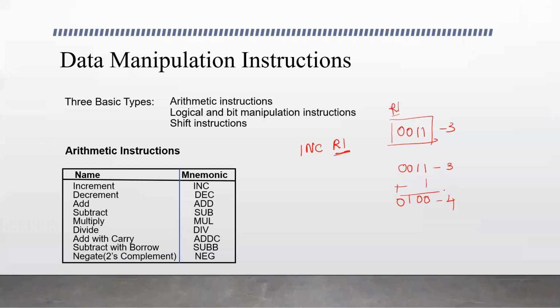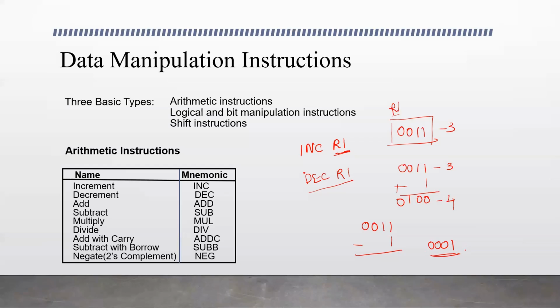In the same way, when you perform the decrement operation, it subtracts 1. The mnemonic used is DEC R1. When this instruction is written, R1 is 0011, and when decremented, we need to perform minus 1. How is the subtraction performed? 1 is 0001 in 4 bits.